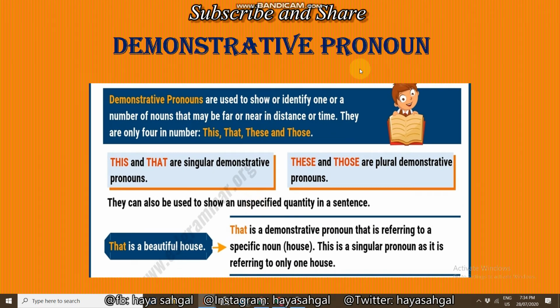Now demonstrative pronouns. As I told you, it's to mention the distance or time. This and that for singular, these and those for plural. Like, that is a beautiful house. So that means that is far away at a distance, and it must be singular. If I say those are beautiful houses, it means those houses are far and they are plural. These are beautiful houses means these are nearby and plural. This means nearby but singular. That means far away but singular.